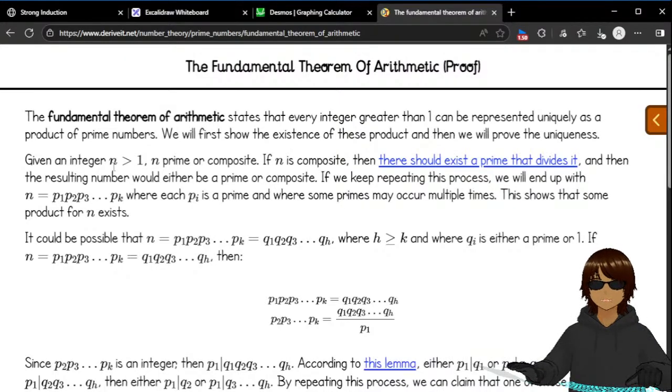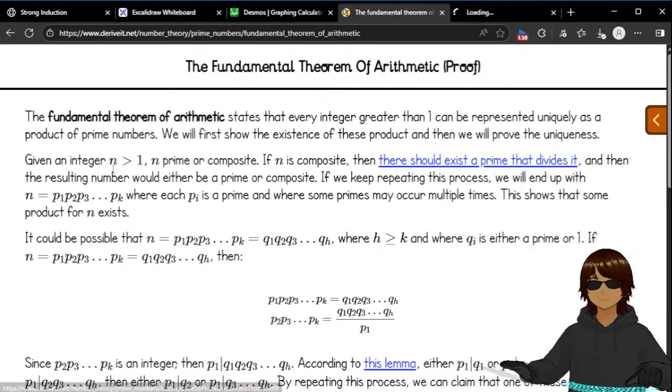Given an integer n greater than 1, n is prime or composite. If n is composite, then there should exist a prime that divides it. The resulting number would either be a prime or composite. We keep repeating this process, and we will end up with n equal to p1, p2, p3, all the way till pk, where pi is a prime and where some primes may occur multiple times. This shows that some product for n exists.